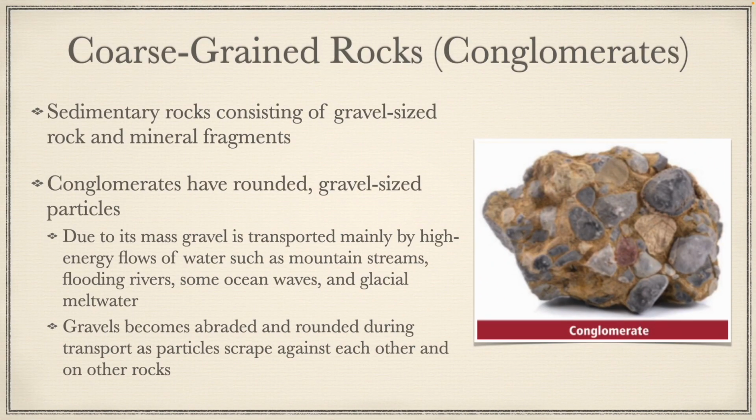So coarse-grained rocks, these are conglomerates. So this is one type of coarse-grained rock, a conglomerate. These are sedimentary rocks consisting of gravel-sized rock and mineral fragments. And then conglomerates have rounded gravel-sized particles in them. Now, due to its mass, gravel is transported mainly by high-energy flows of water, such as mountain streams, flooding rivers, some ocean waves, and then glacial meltwater. Now, gravels become abraded and rounded during transport as particles scrape against each other and on other rocks. And usually the further it travels, the more rounded it becomes.